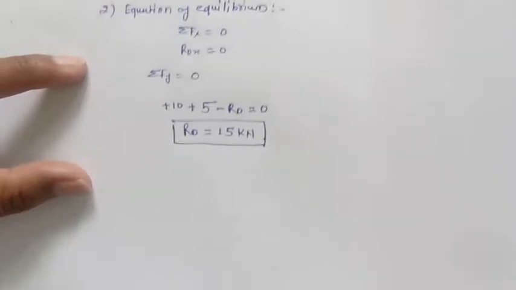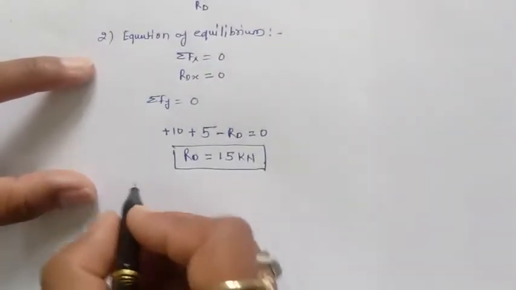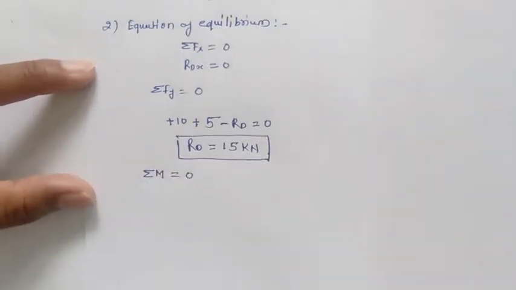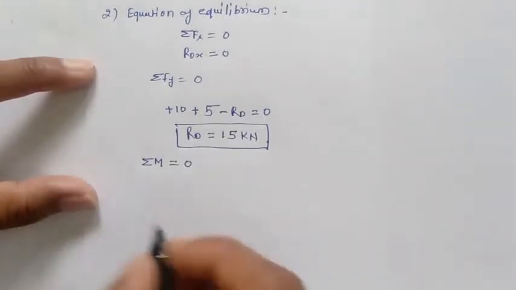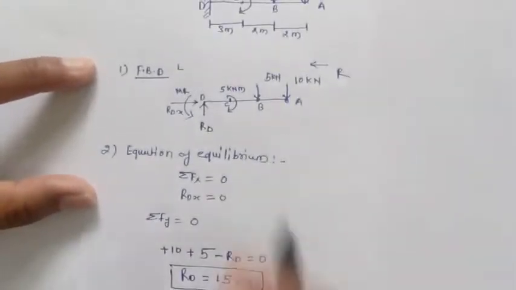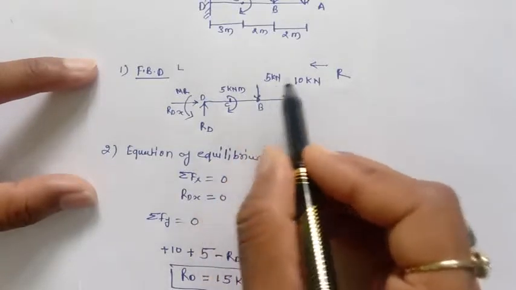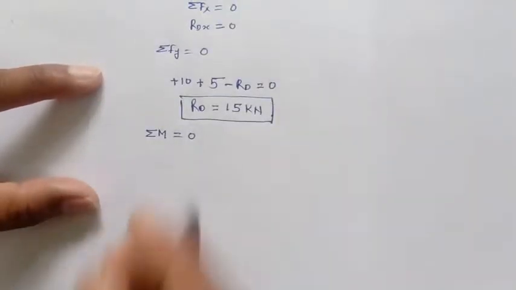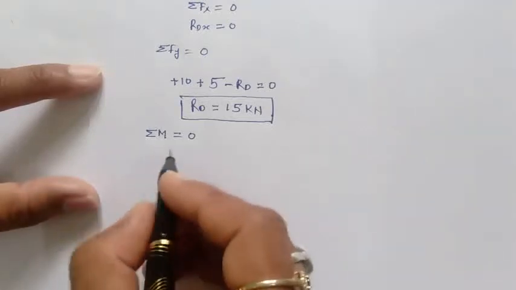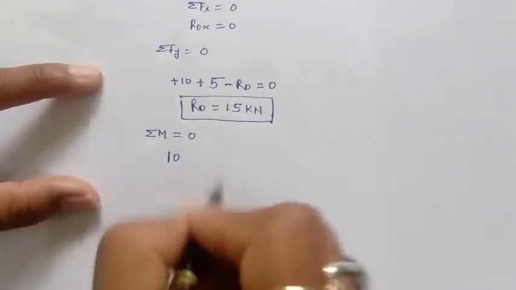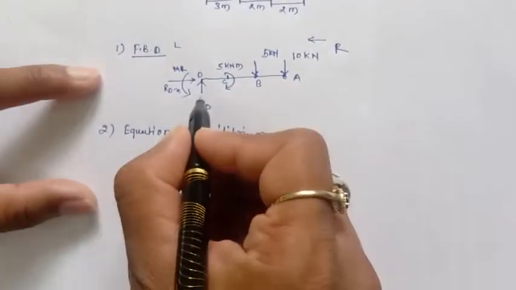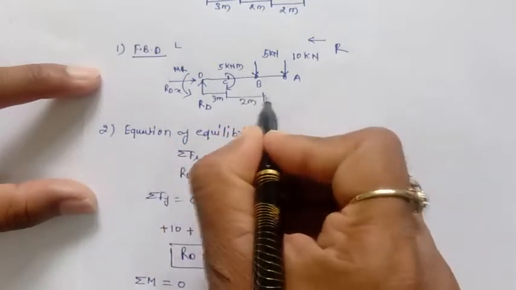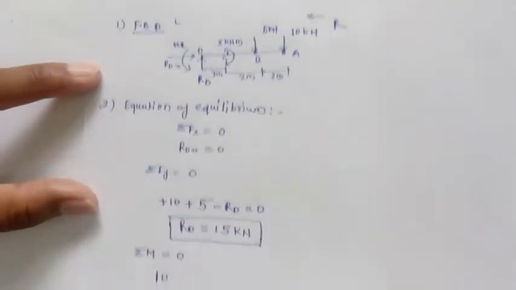So now to find out the moment value, we can take the summation of moment equal to 0. So we take the moment about D. When we are taking the moment, clockwise we are taking positive, anti-clockwise negative. The moment is nothing but the force into the perpendicular distance. So 10, the moment is clockwise, so 10 into the total distance, which is from here to here 3 meter, here to here 2 meter, and here to here again 2 meters. So the total is 7 meters.